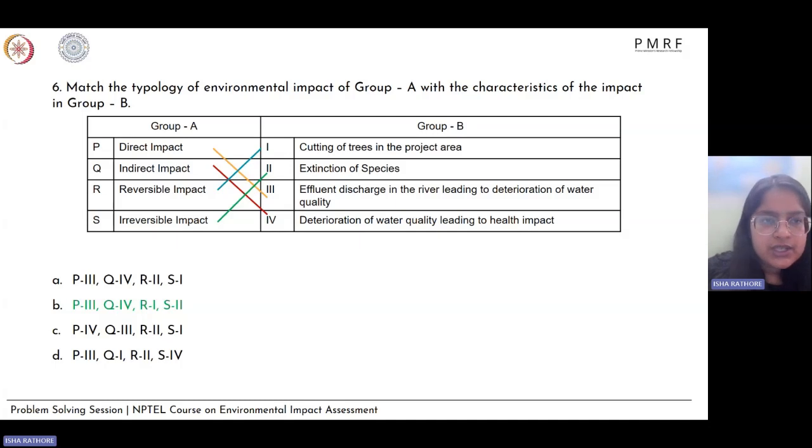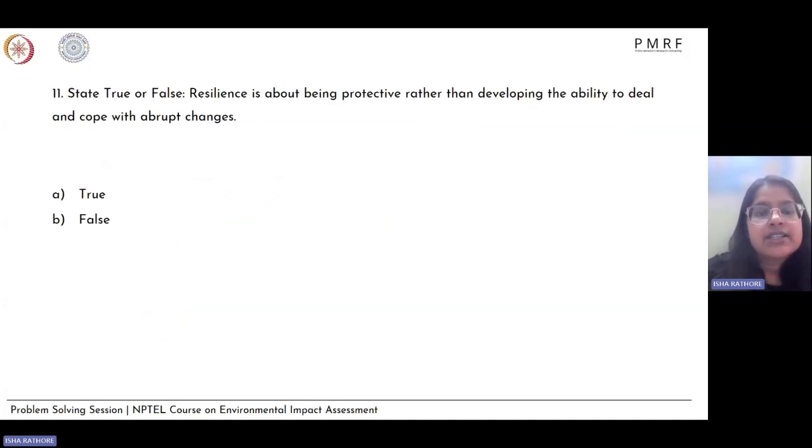So moving on to the next question. State true or false: resilience is about being protective rather than developing the ability to deal and cope with abrupt changes. Is this the correct statement for resilience? Okay, so the given statement is false. Resilience is about developing the ability to deal and cope with abrupt changes. It's not about being protective. So the given statement is false.